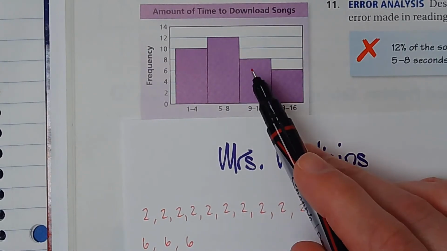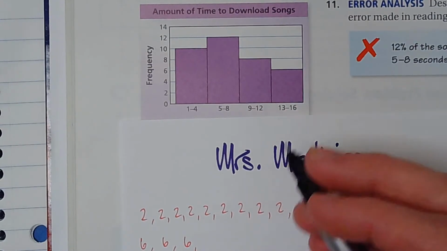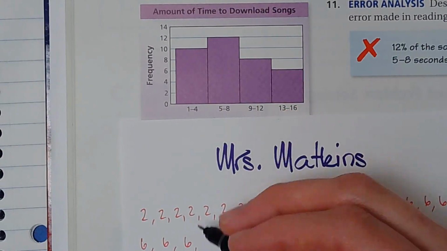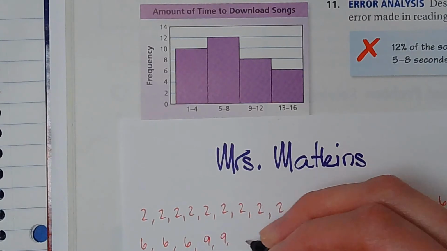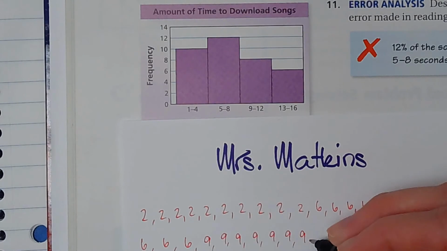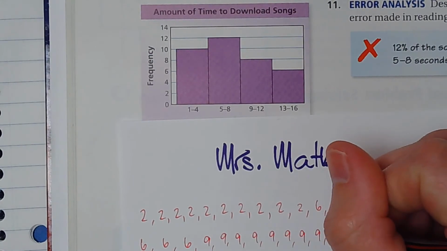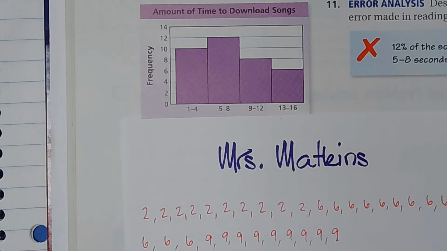9 to 12, there's 8 of them. So once again, anything in this interval. So 9, there's 8 of them, I said. Oh, I forgot, there's only 8. Let me write that out, sorry. There's only 8 of them, so I don't need this one.